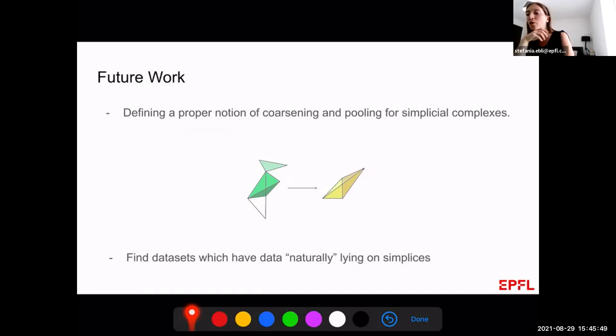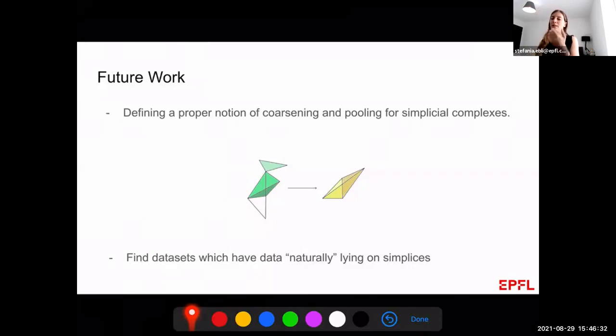What we are thinking for our future work is how to define a proper notion of coarsening and pooling for simplices. This will involve, for example, as in an image, the coarsening is reducing the size of the image, and then the pooling part is finding a signal that is meaningful on the reduced image. So we're trying to define a meaningful notion of how to compress a simplicial complex to a smaller one, and how to send the signal from the data we have on the simplices of the simplicial complex to the simplices of the smaller simplicial complex in a way that can be put in a simplicial neural network.